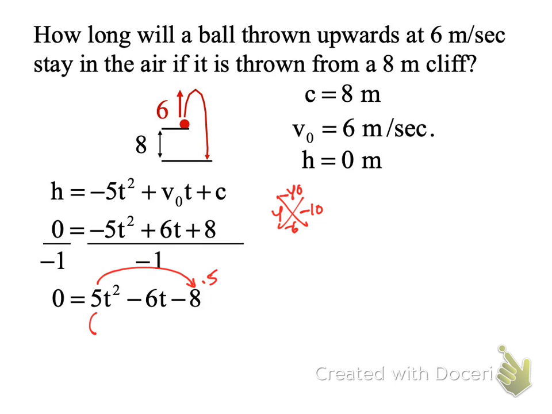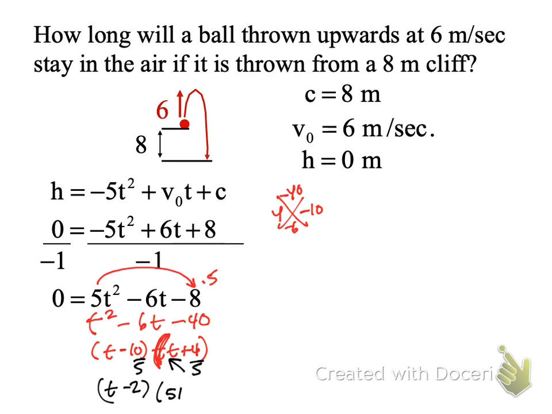Good. And so I get, remember it's t squared minus 6t minus 40, right? And so we get t minus 10 times t plus 4. Whoops, that was supposed to be a parenthesis. But remember, when you're doing lead coefficient, we multiplied by 5, we have to divide by 5. So I get t minus 2 times, this becomes 5t plus 4. t minus 2 equals 0, so t equals 2. And 5t plus 4 equals 0.